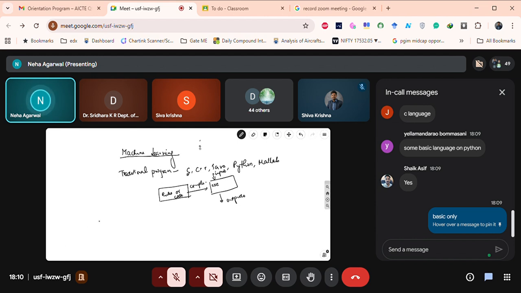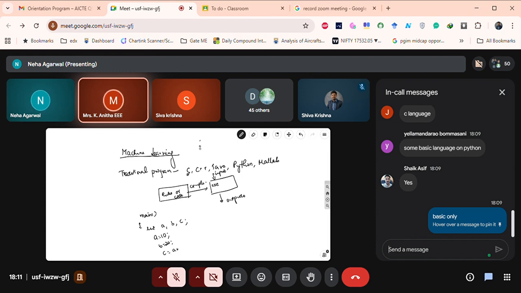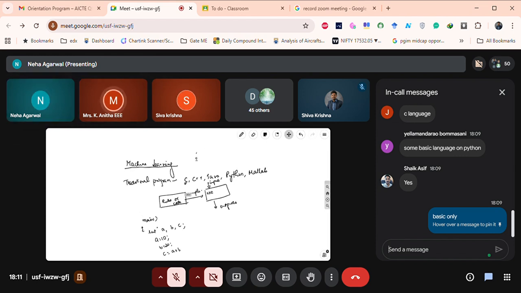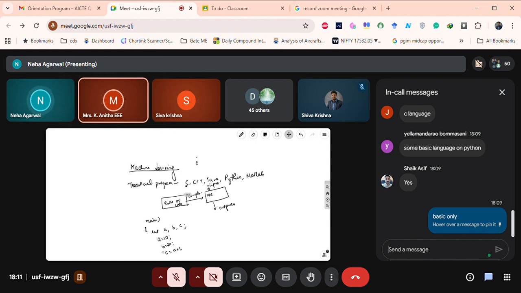Suppose I'm writing a C program for the addition of two numbers. Then I will write main. After that, within it, I will declare three integers, a, b, and c. Suppose a is equal to 10, b is equal to 20. Then I write c is equal to a plus b. So that is going to be my code.